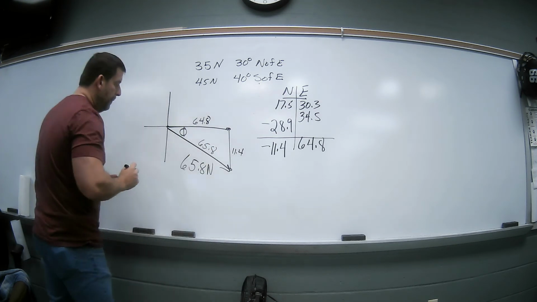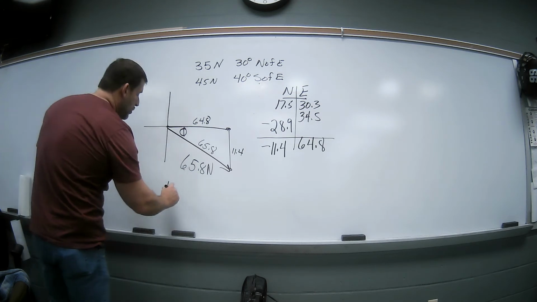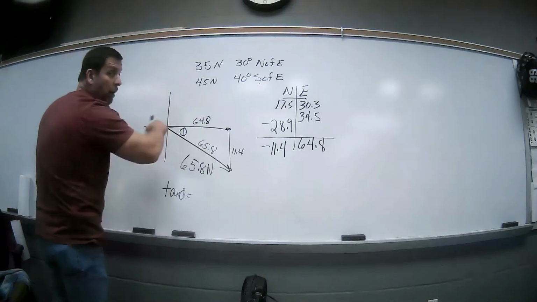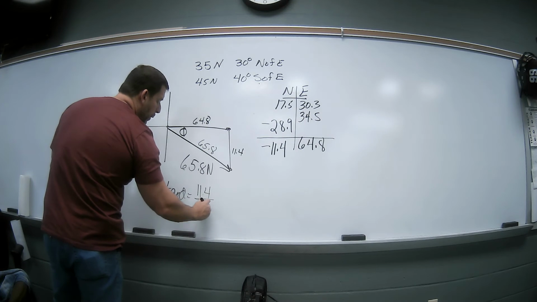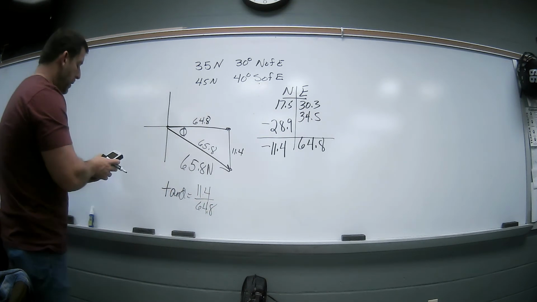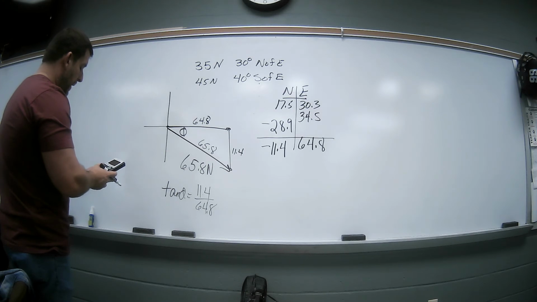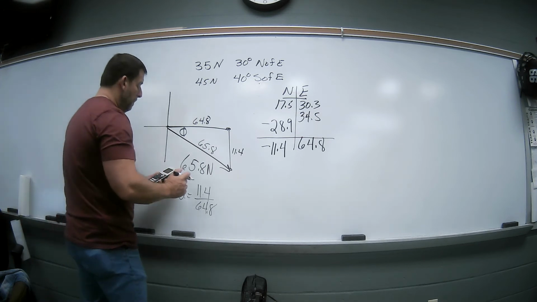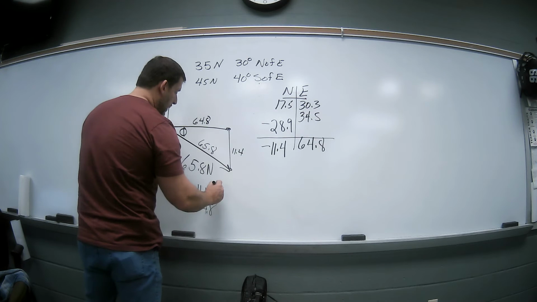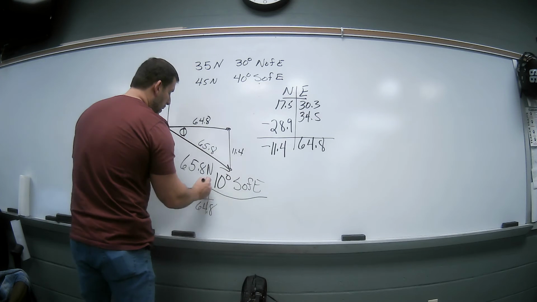So 65.8 newtons there. I have to find this angle. Well, tangent, make sure my video is showing here. The tangent of theta, I can use any one of them because I've got all three sides. I like to use tangent. Opposite is 11.4 over 64.8. You can use any one of those, all right? So I'm going to do second tan of, I did the wrong thing here. I've got to put 11.4 divided by 64.8. And I get 9.97, actually 10 degrees, south of east.